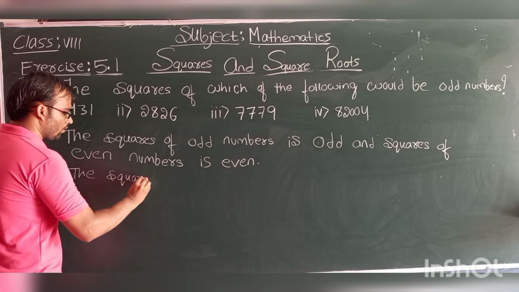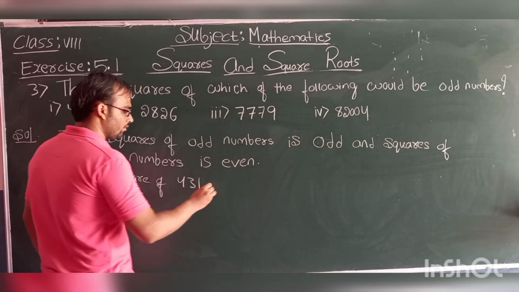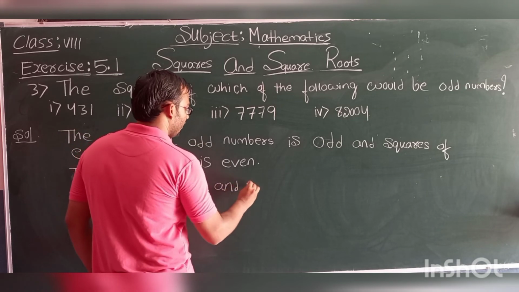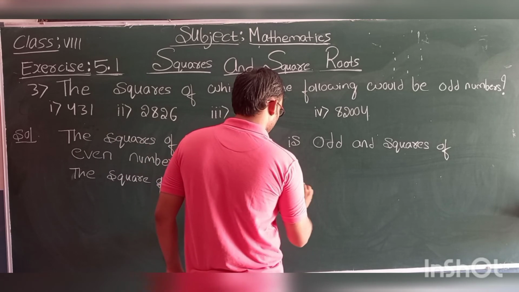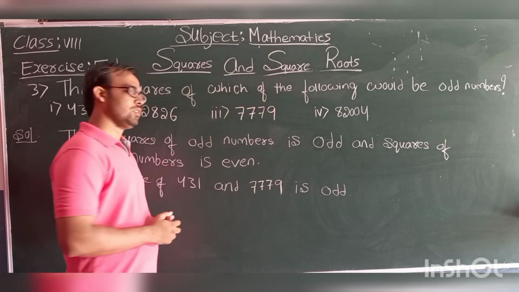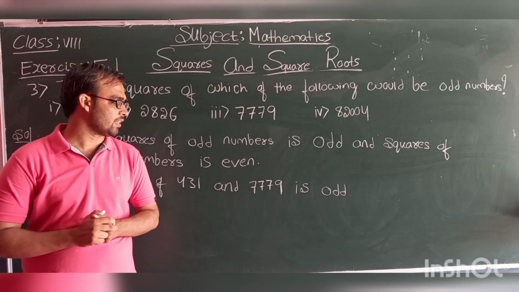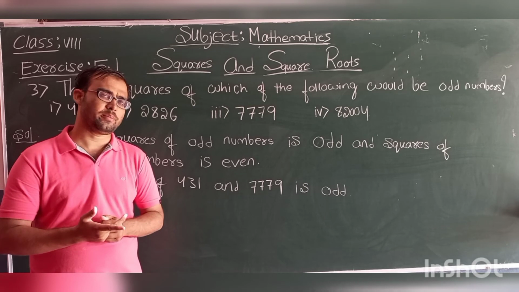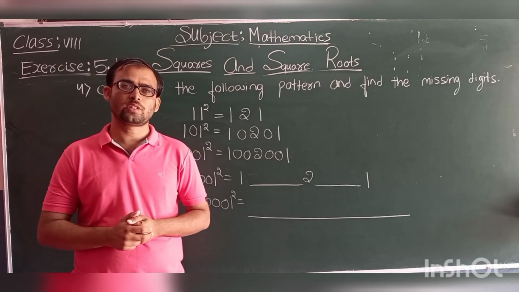Square of 431 and 7779. Okay, so students, the squares of 431 and 7779 are odd. Why are they odd? Because these numbers are ending with an odd digit. Students, let us solve fourth question.